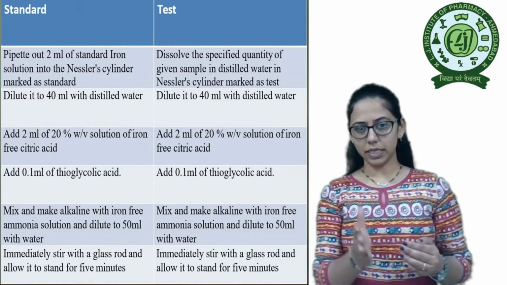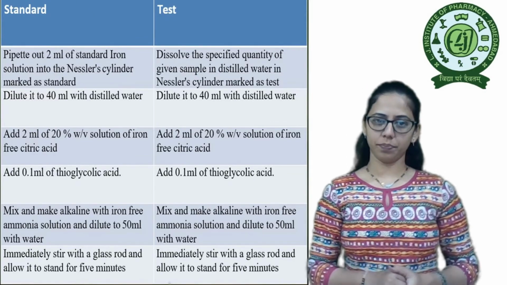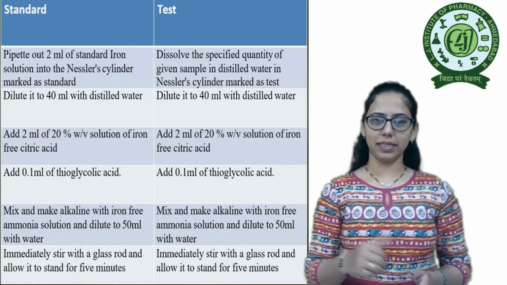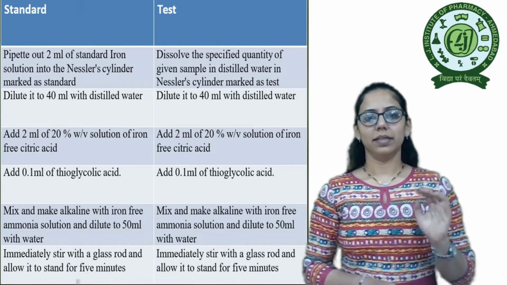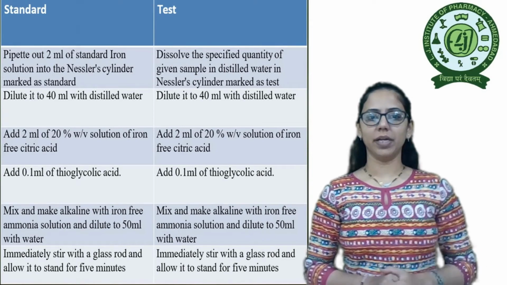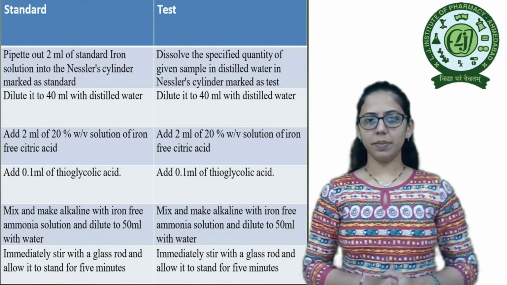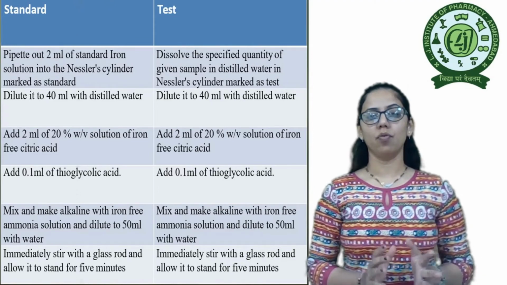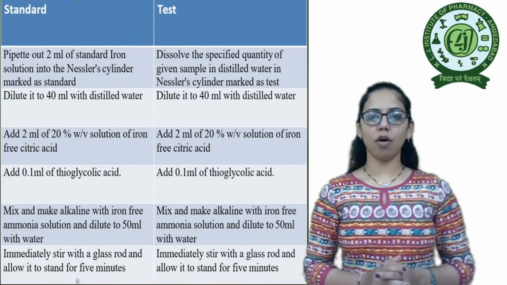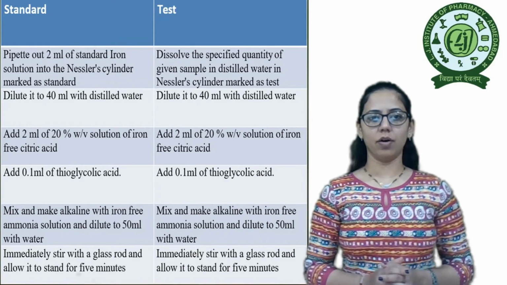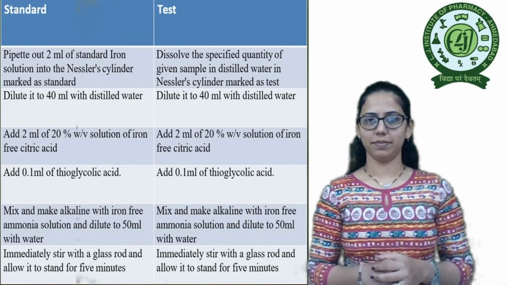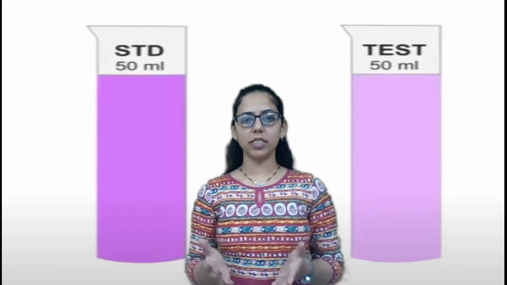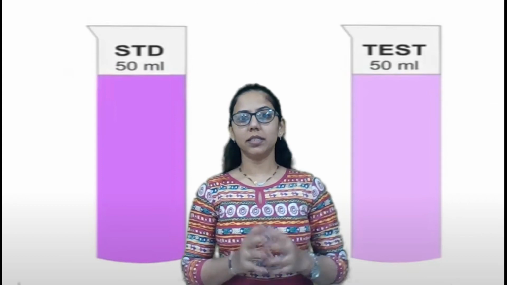For this you need litmus paper. By checking with litmus, make the solution alkaline. Then dilute it up to 50 ml with water. Immediately stir with the glass rod and allow it to stand for 5 minutes. Then observe the color intensity of test and standard. Then compare the color intensity produced in the test solution with that of the standard solution.